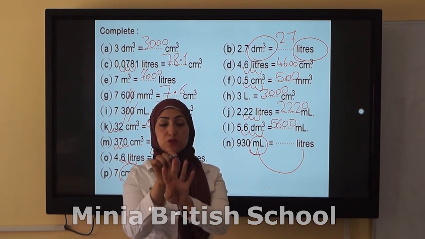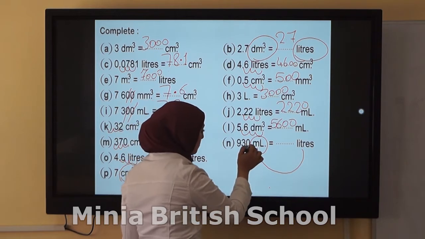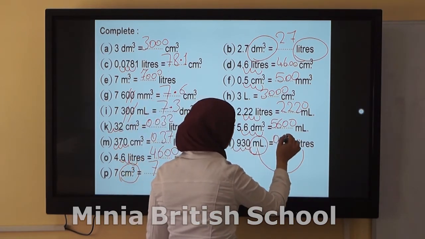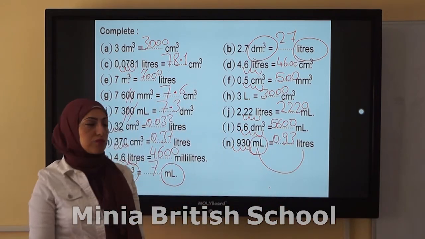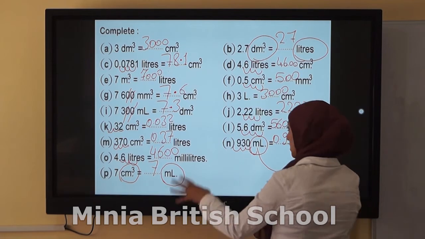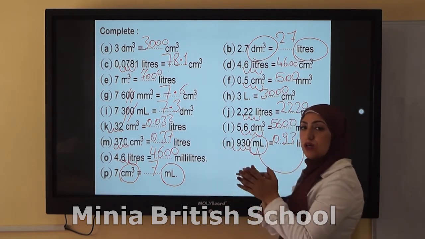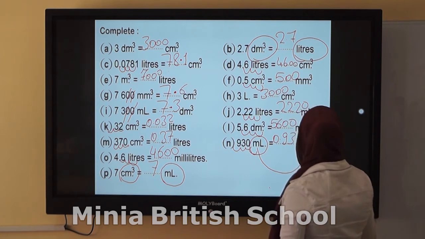the greatest. So I divide by 1,000. So here, 1, 2, 3, 0.93 liters. Okay. Let's take another here, an exercise about conversion from units. Let's take another one.